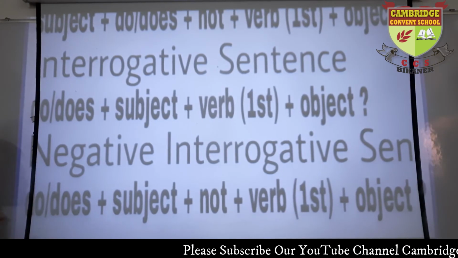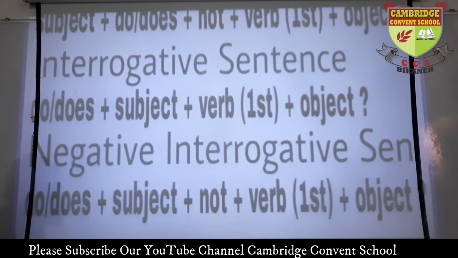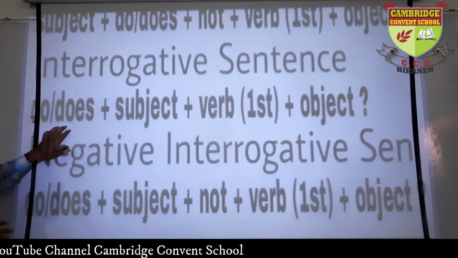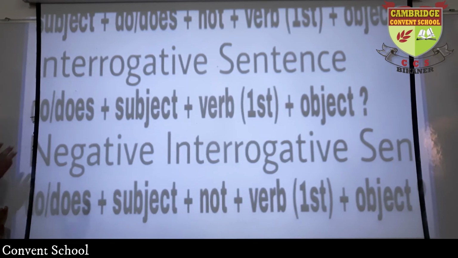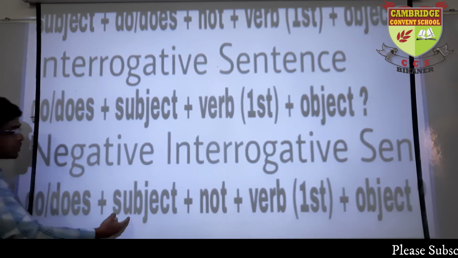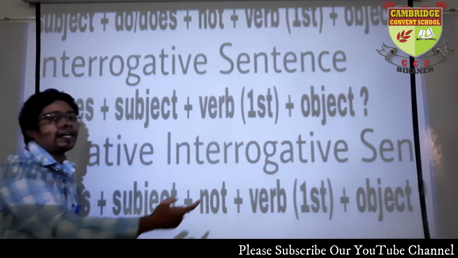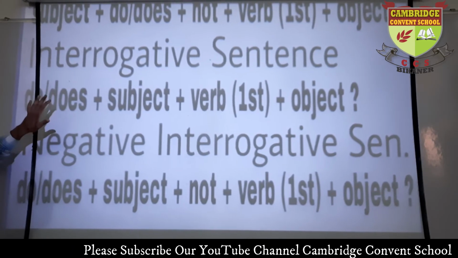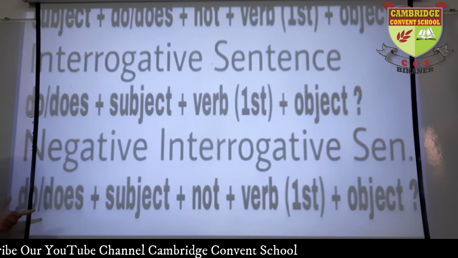When we put the WH word and make a question, then we can guess that the answer will come in a statement. But these types of sentences arise yes or no type of answers. For negative interrogative sentences, we use do, does. We put the helping verb first plus subject plus not plus verb's first form plus object and last interrogative sign. So here we can see all kinds of sentences: affirmative, negative, interrogative and negative interrogative.